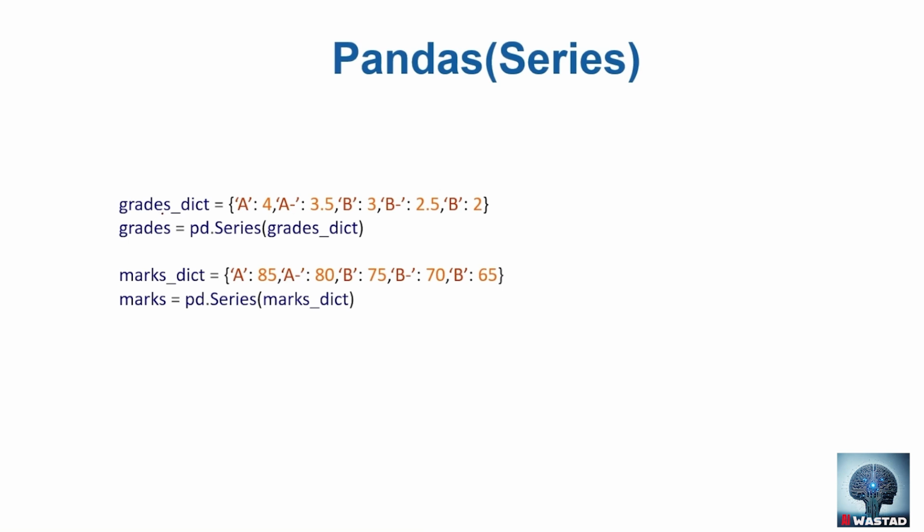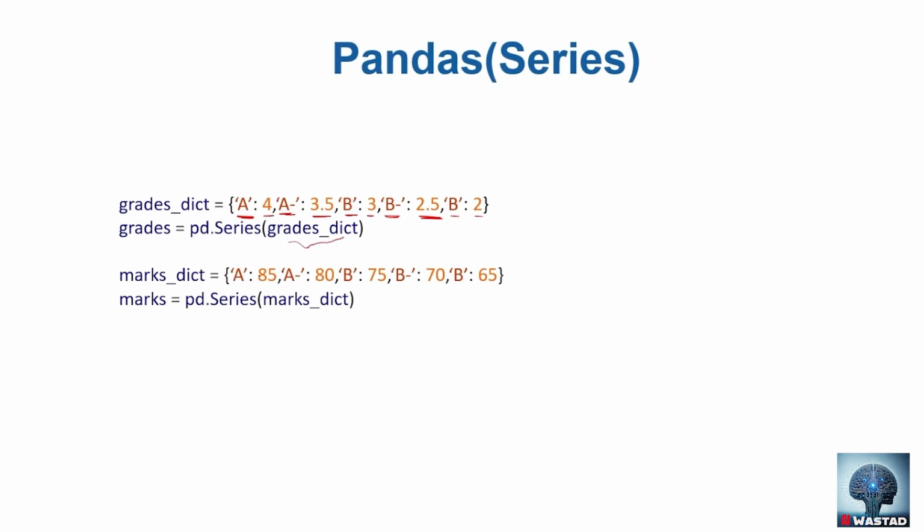Two different dictionaries. Let's say we have a lot of students, and the A grade is defined to be 4 and the A minus grade defined to be 3.5. The B grade has a number 3. The B minus grade has a numeric value that is 2.5, and similarly B grade has a numeric value, let's say 2. And then we create just a series object using this dictionary.